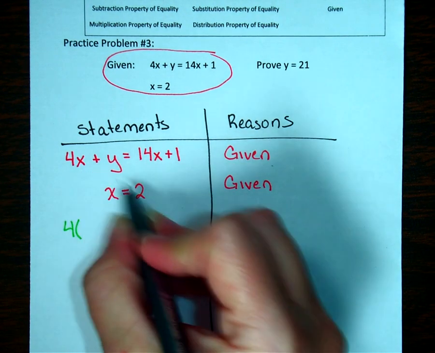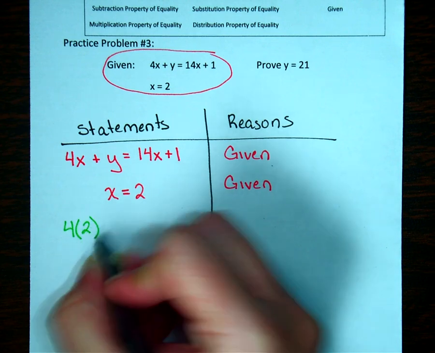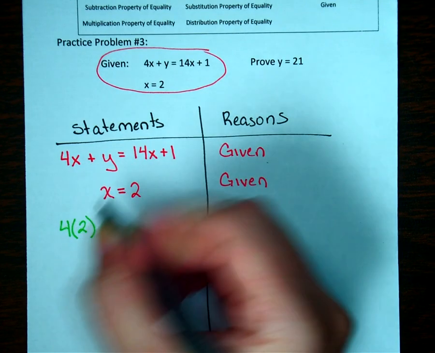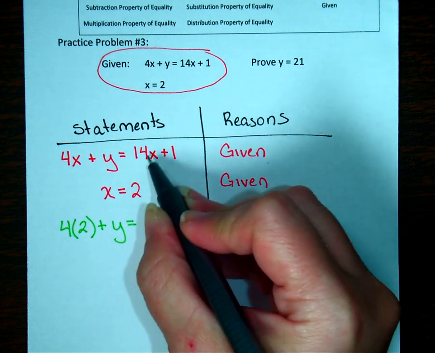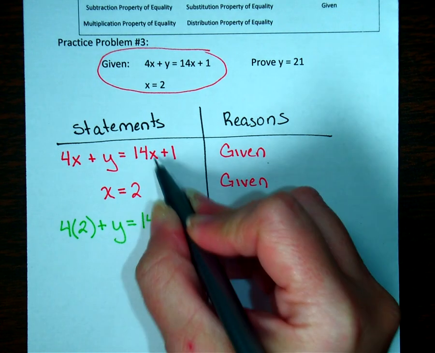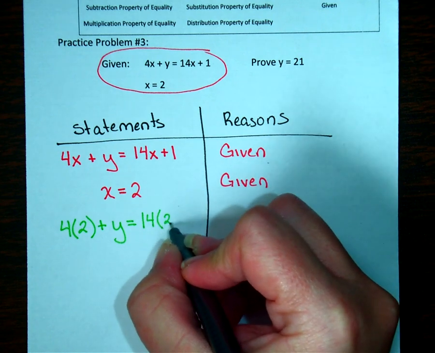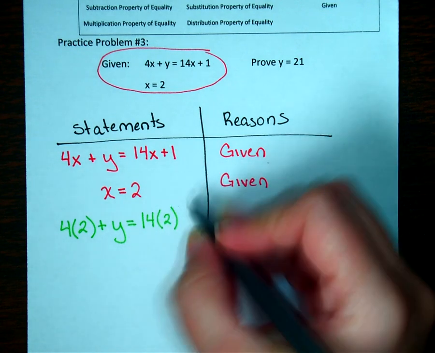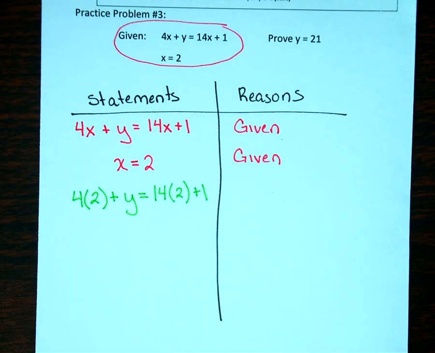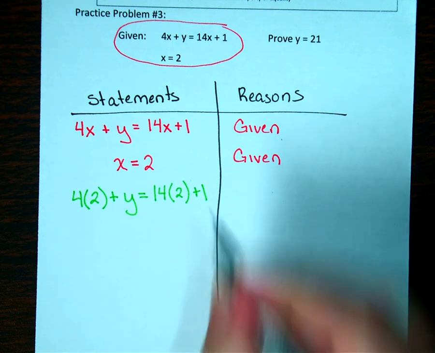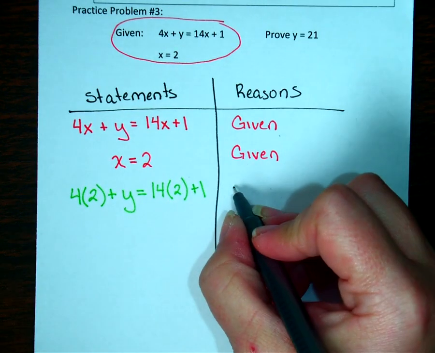Okay? So I can take my 4x plus y equals 14x plus 1, and I can say 4 times x is really 2, because I'm going to substitute that 2 in where x was, plus y equals 14 times 2 plus 1. Okay, so again, what did I do? I substituted the 2 in for the x. So that's going to be substitution.